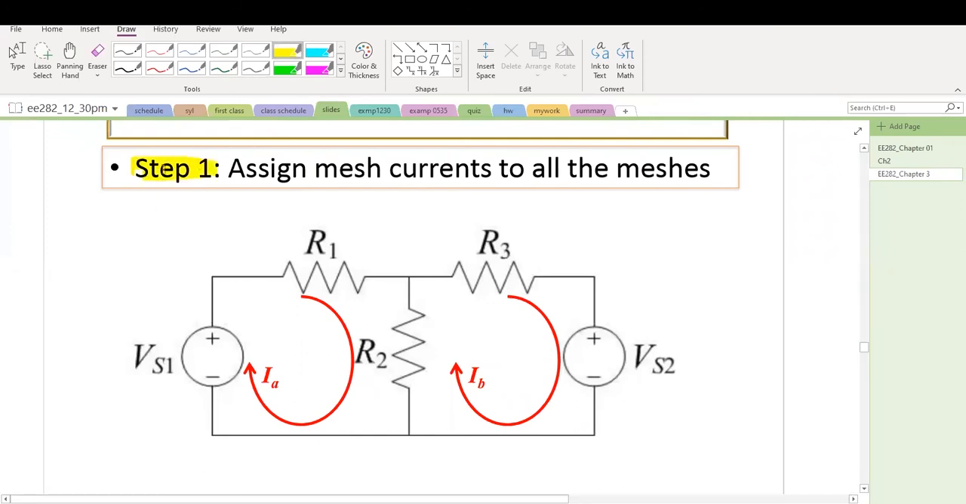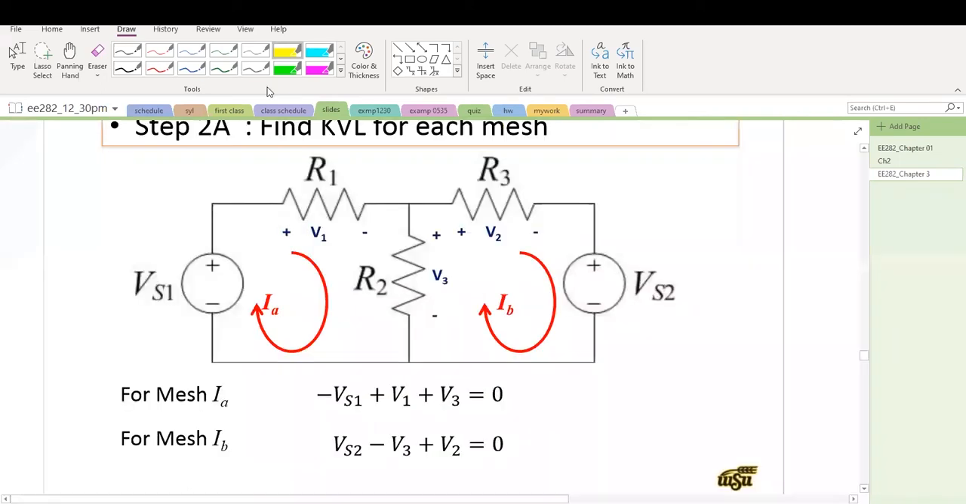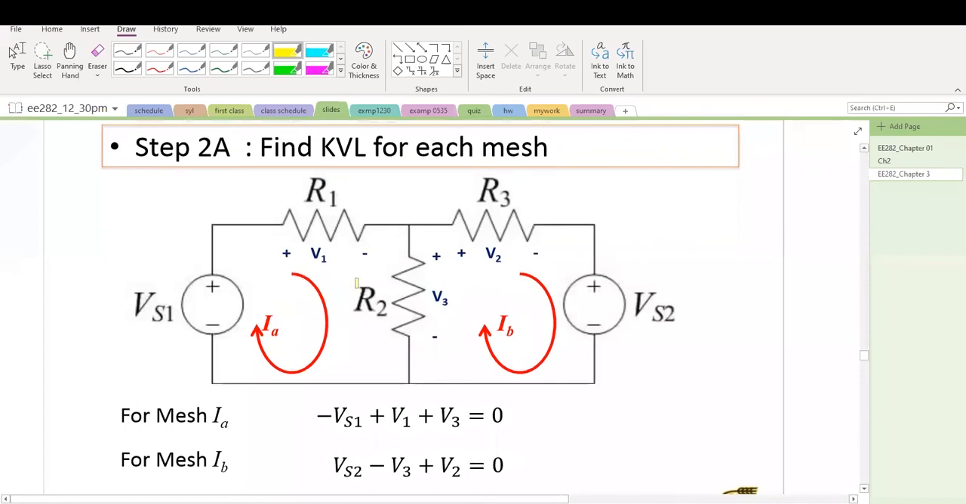So our first step is to determine the meshes. Here we only have two meshes. This is one loop, and this loop does not contain other loops, so this is a mesh. And then we define the mesh currents this way, IA, and this is IB. That's step one. Step two is to use KVL in each mesh. A mesh is a loop, a special kind of loop, one that does not contain other loops.